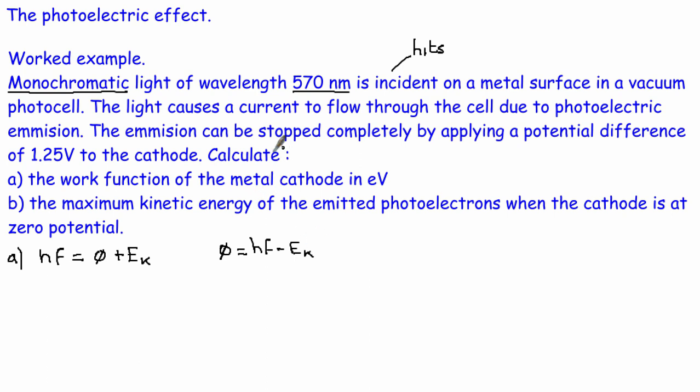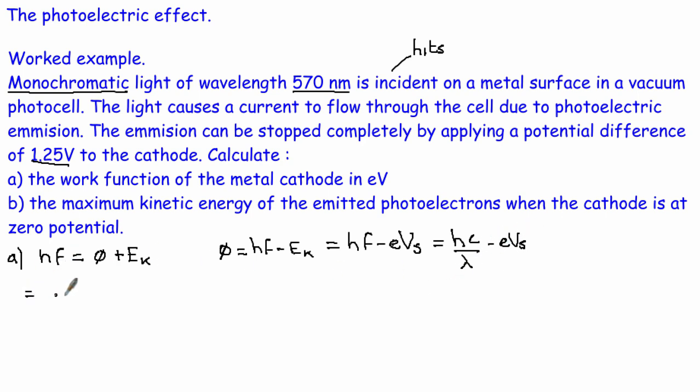But I don't know what the kinetic energy is, but I do know that the maximum kinetic energy is given by the amount of work done by the electric field. So I can say that the work function is equal to hf minus e multiplied by the stopping potential. And now I know all of these numbers. The frequency I can get from the wavelength, h is just Planck's constant, e is the charge on the electron, and the stopping potential I'm told here. So I can put all of these numbers in. So that's h, frequency is the same as the speed of light over the wavelength, and minus eVs.